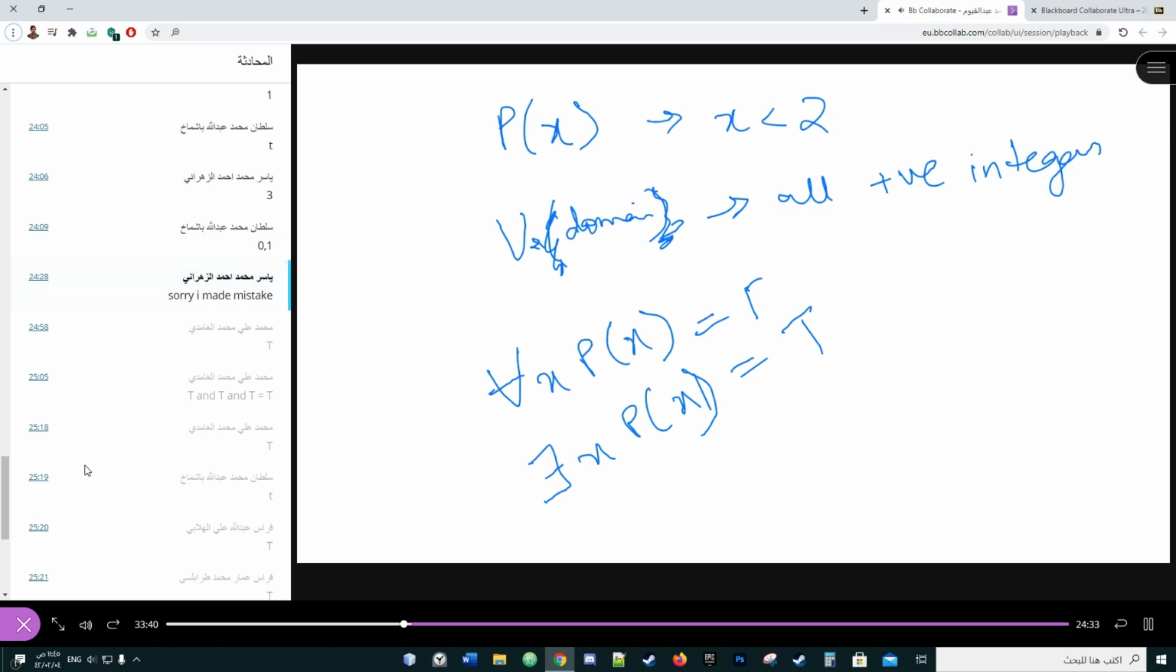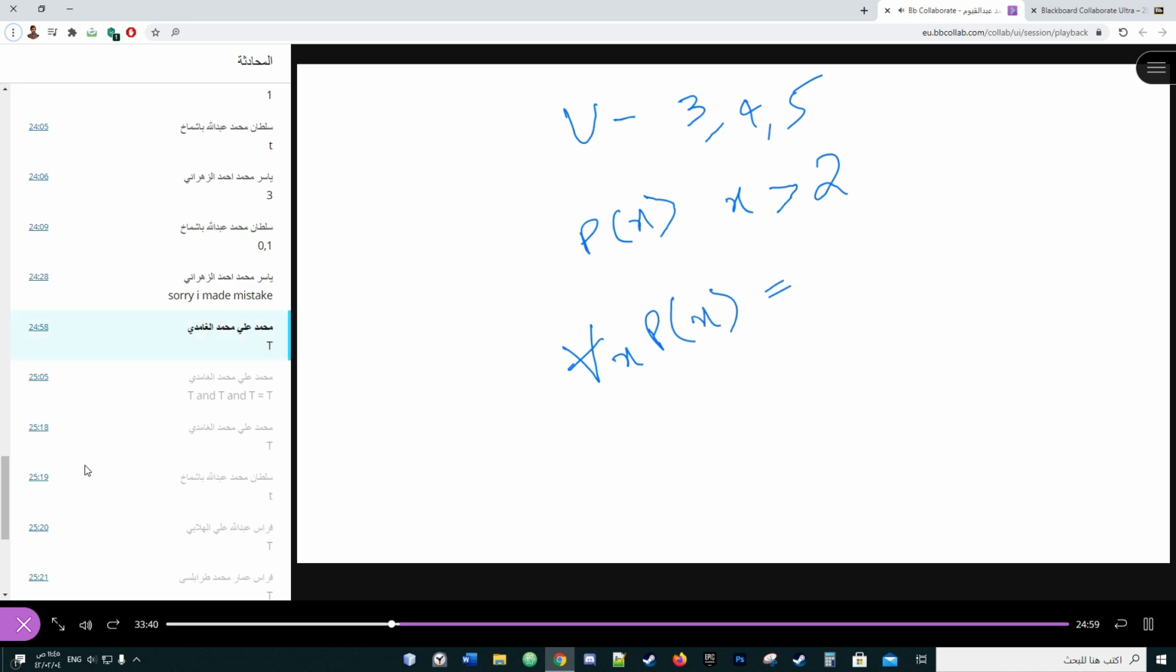So I hope that slide is clear. Please look at example number 2 and example number 3. Only the domain is changed. For example number 3, the domain is 3, 4 and 5, and P of X is given as X greater than 2. So is this true for all P of X? It is true because 3 is greater than 2, 4 is greater than 2, 5 is greater than 2. So we checked for all. True and true and true equals true. Very good, Muhammad Ali. So this is true.